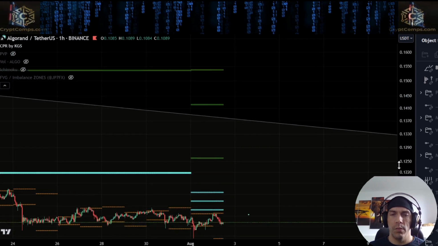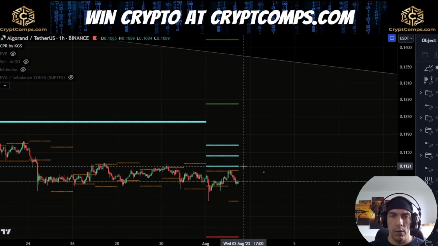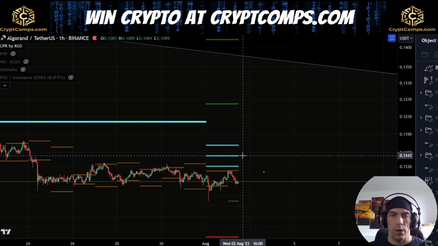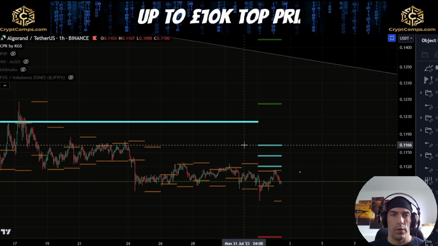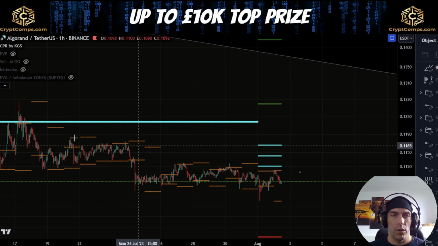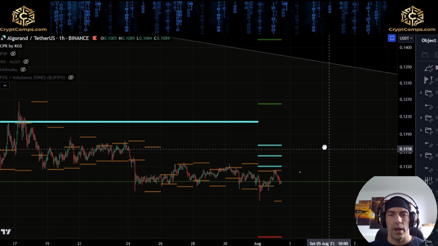If we do see price move back to the upside here, we could potentially look to find resistance here at this 1121. We have this 1143 and this area here of this 1166. So this 1166 would be interesting because we'd be retesting some of these high areas here.